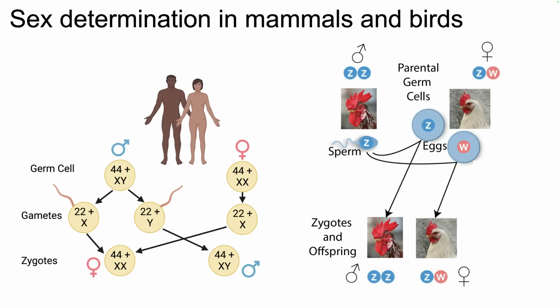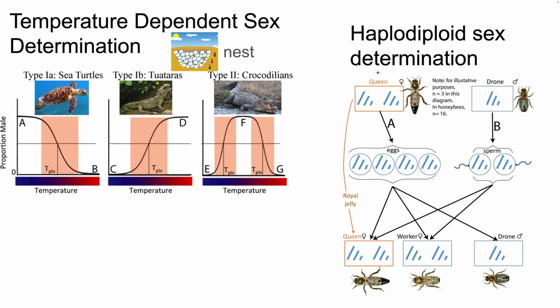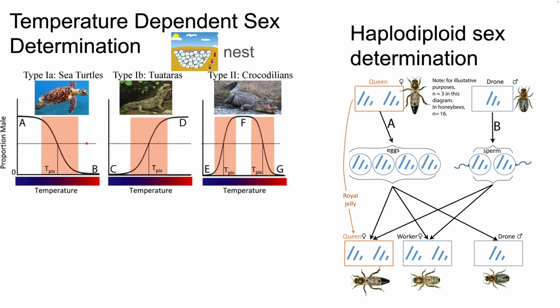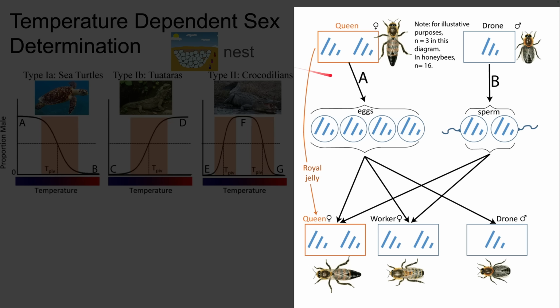Once we understand meiosis, we can look at sex determination in mammals and birds. In mammals, there's an XX/XY sex determination system. In birds, there's a ZW/ZZ sex determination system. Not all animals have chromosome determination of sex. For example, in various kinds of reptiles, the temperature at which an embryo develops determines whether that embryo will be male or female. And in bees and wasps and several other insects, the males are haploid, every cell in their body is haploid, and the females are diploid.